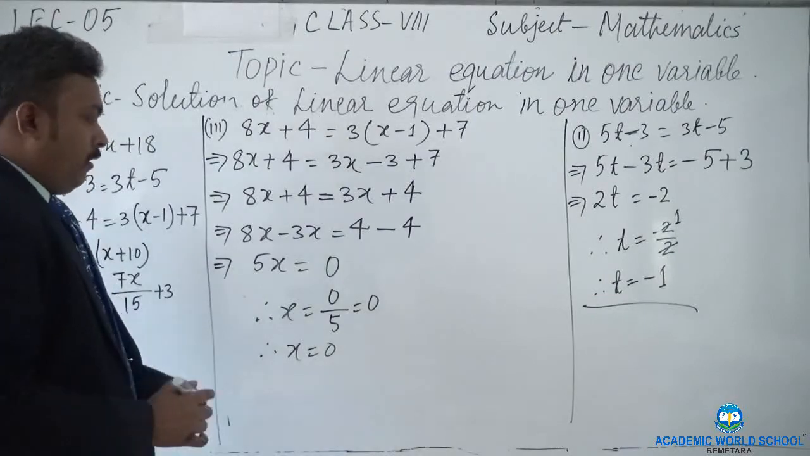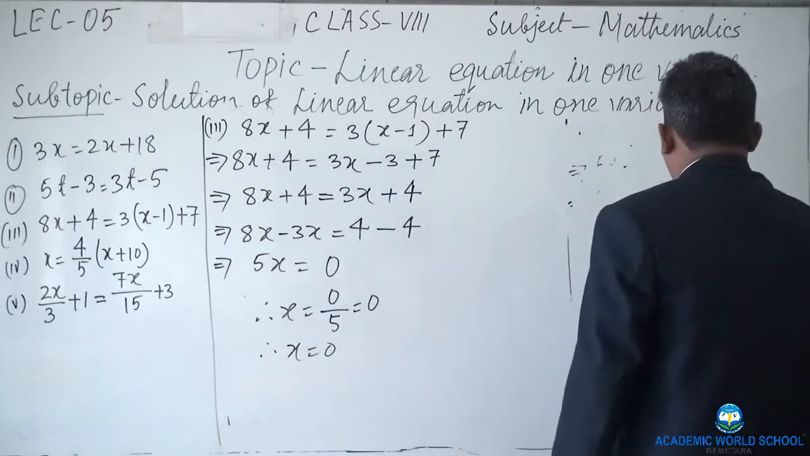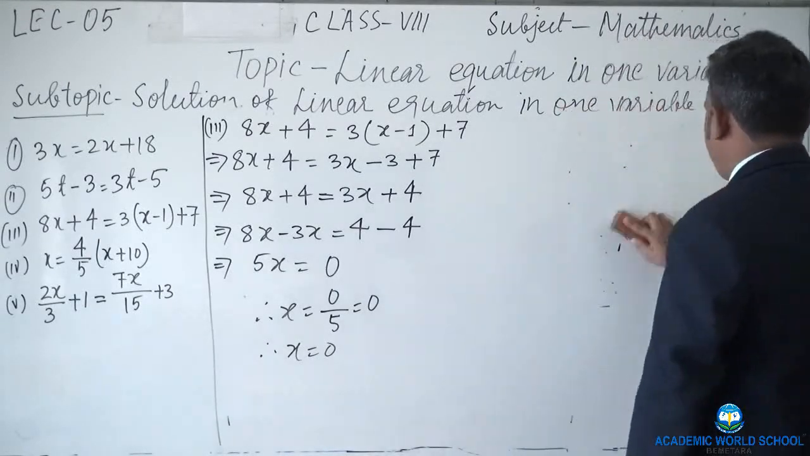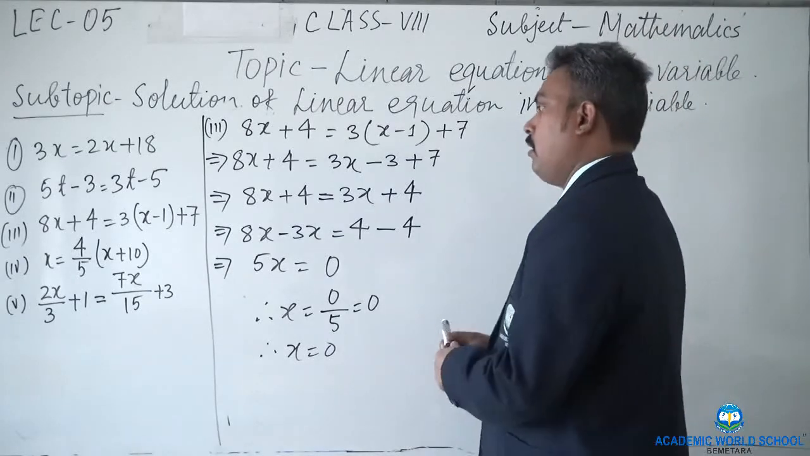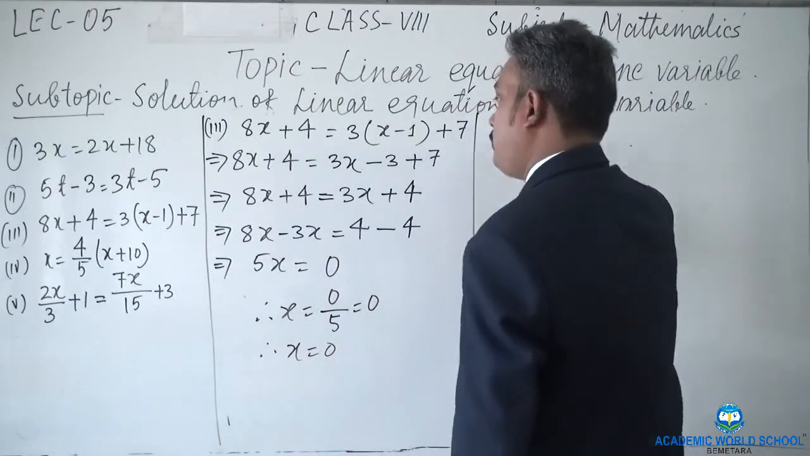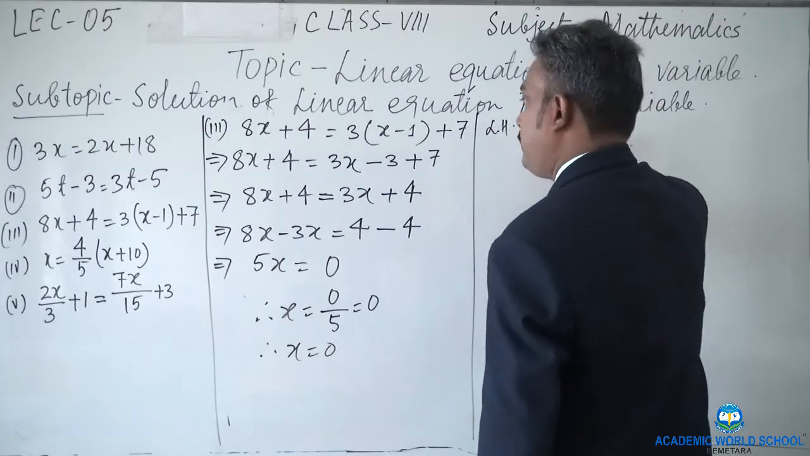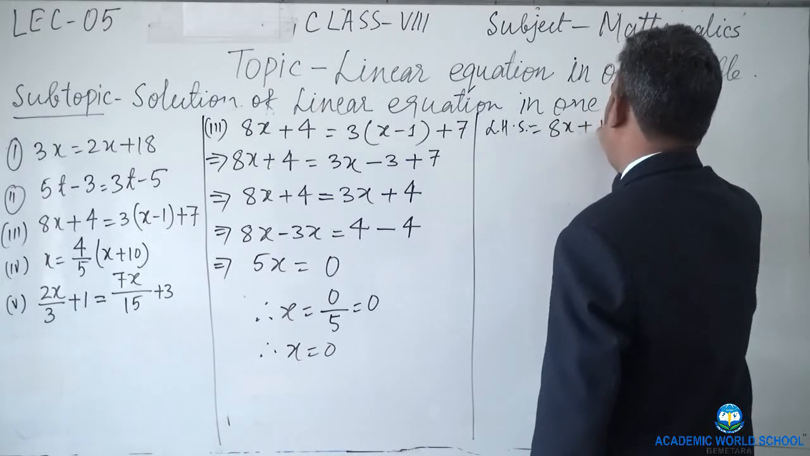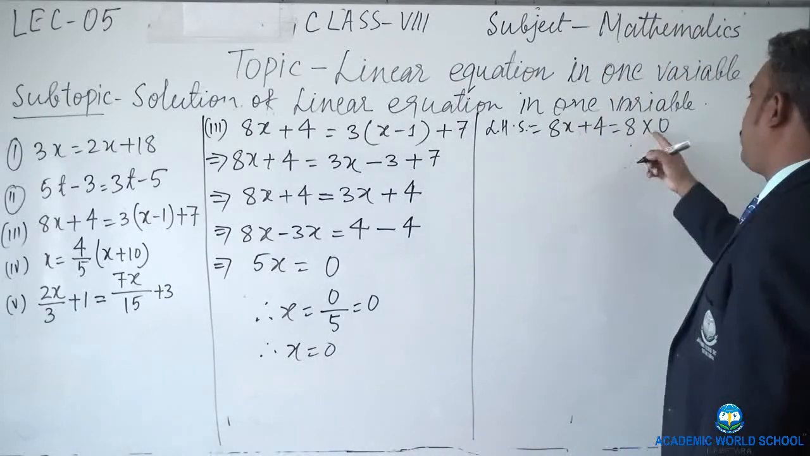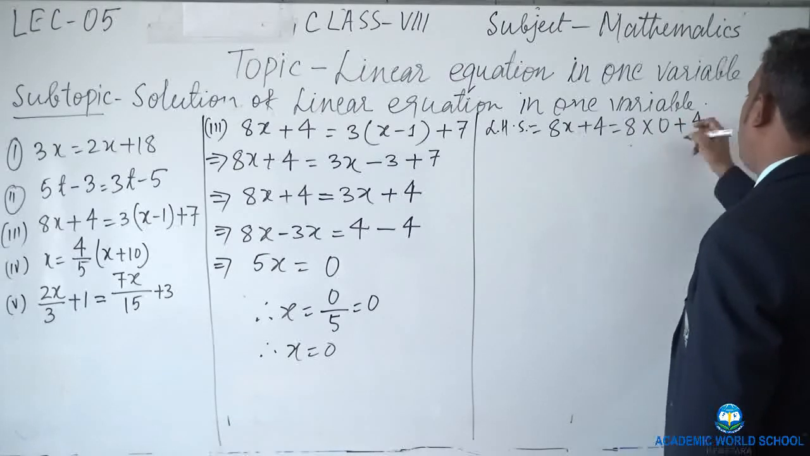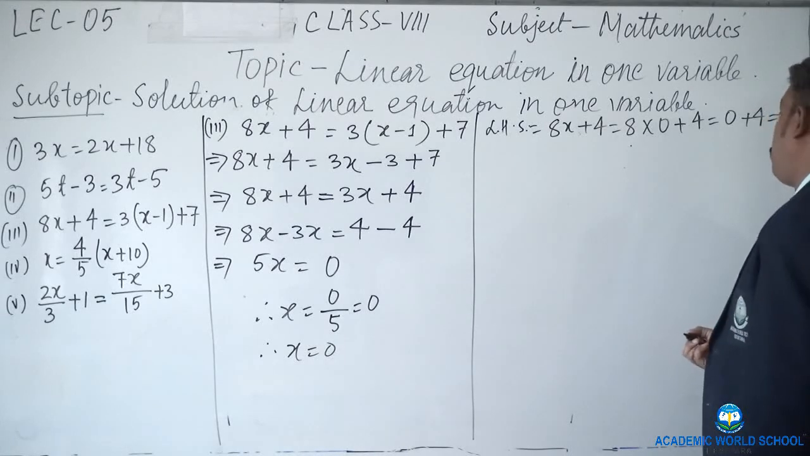Okay, so let's verify this result. First we take the left hand side of the equation. So the left hand side is 8x plus 4. Now x is equal to 0, so in place of x we write 0 plus 4. So this will become 0 plus 4, which will be 4.